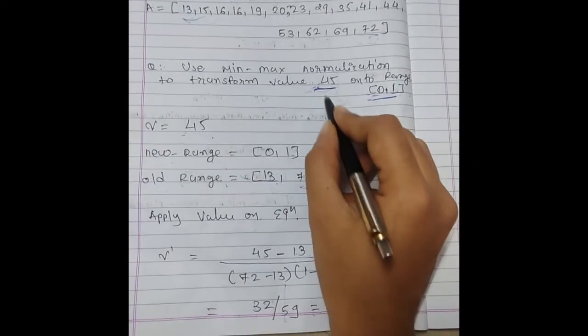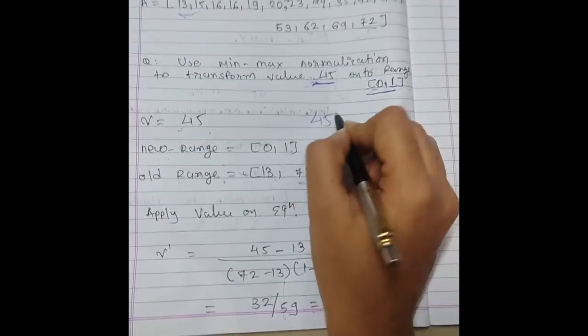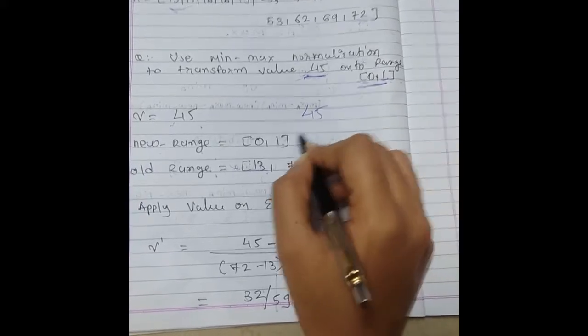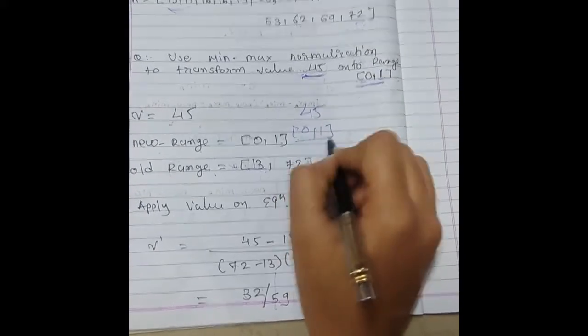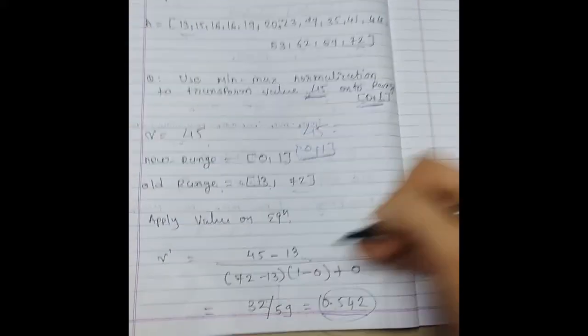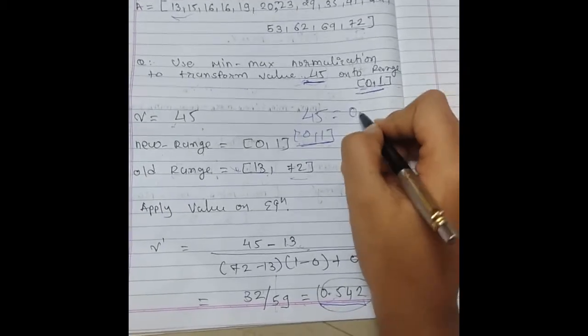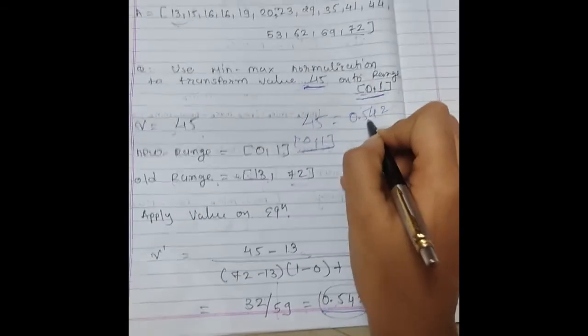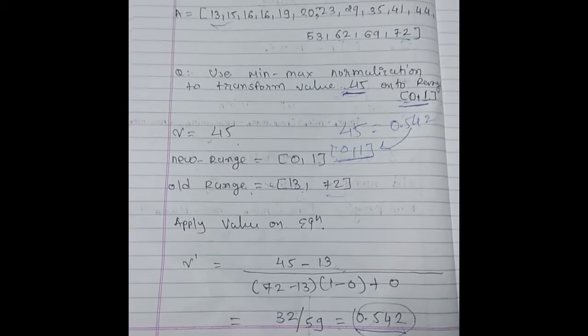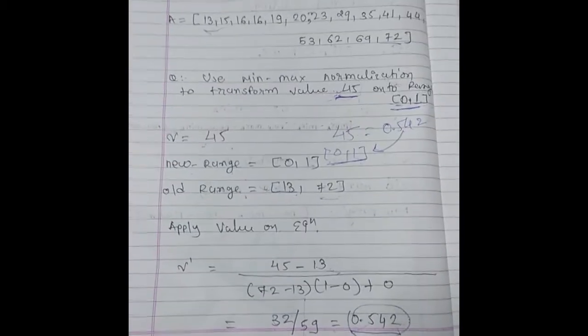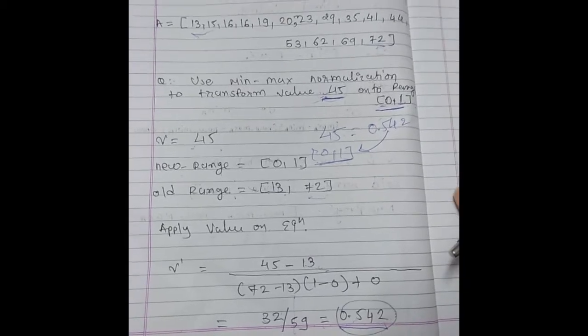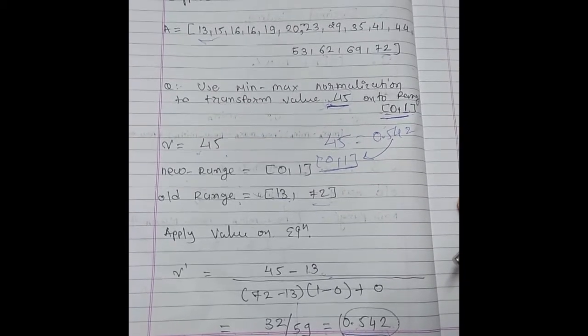Here we have the data value 45, and our target is to convert it into the 0 to 1 interval. After processing, our value equals 0.542, which lies within this range. So this is how Min-max normalization is done. I hope you are all clear with this example.